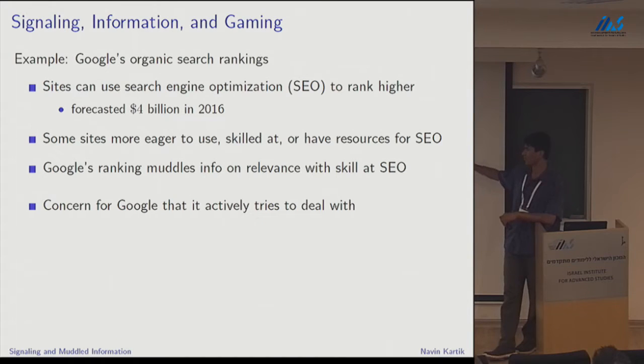And so Google's ranking is going to muddle two things. One is the intrinsic relevance for the keyword that the user has entered, and the other is the site's skill at search engine optimization. And this is again a concern that Google actively tries to deal with, and I'm happy to talk more about that if anyone's interested, but it should be fairly clear what the muddling is here. And so these kinds of examples motivate thinking about the following kind of model.